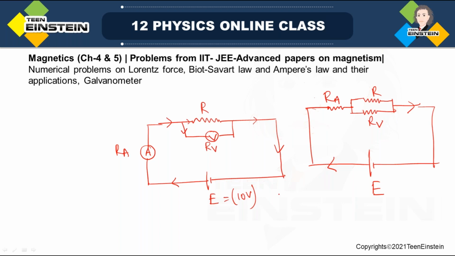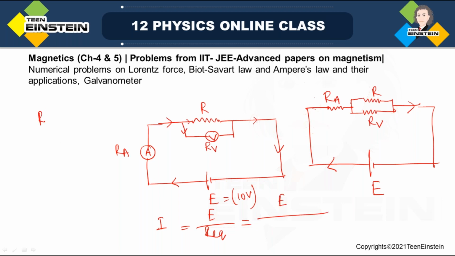Okay, so here we can actually write down, we can find out what is the current through the circuit. First of all, what is the circuit current? That is EMF by equivalent resistance, right? R equivalent. Okay, so what is R equivalent here?